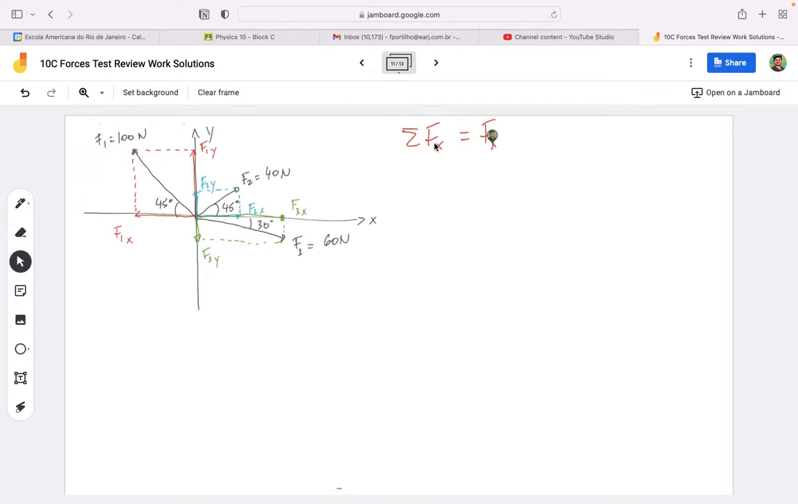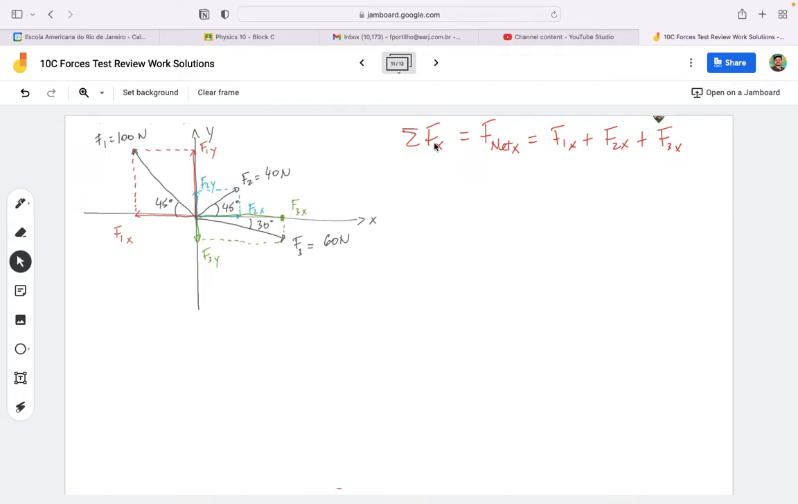All right, so I know that the sum of the forces on the x-axis, that is the x component of the net force, will be composed of the vector sum of f1x plus f2x plus f3x. So pay attention, f1x, f2x, f3x. Okay, but we need to have the components, the x values of each of these vectors calculated properly, and this is what we're going to do.